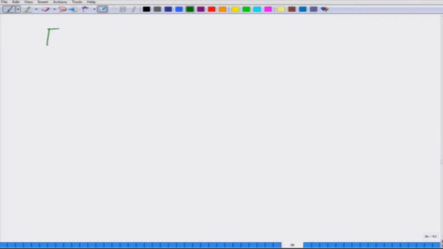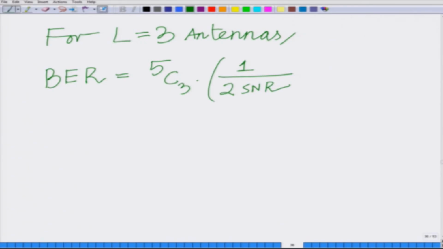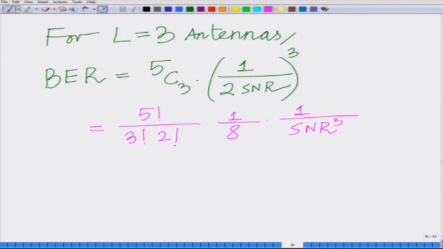For L equal to 3 antennas, our bit error rate is equal to 2L minus 1, that is 5 choose L, which is 3, times 1 over 2 SNR raised to the power of 3, which is equal to 5 factorial divided by 3 factorial times 2 factorial times 1 divided by 8 times 1 over SNR cube, which if you simplify can be seen to reduce to 5 over 4 times 1 over SNR cube, and therefore, the bit error rate decrease is proportional to 1 over SNR cube.